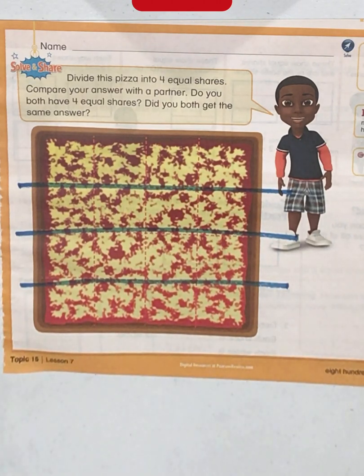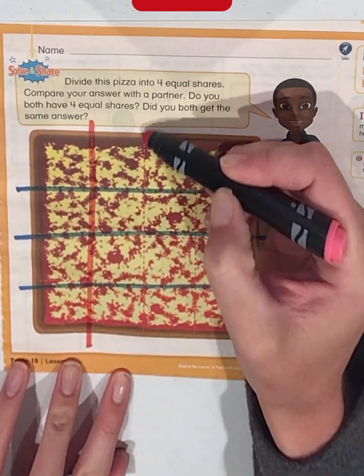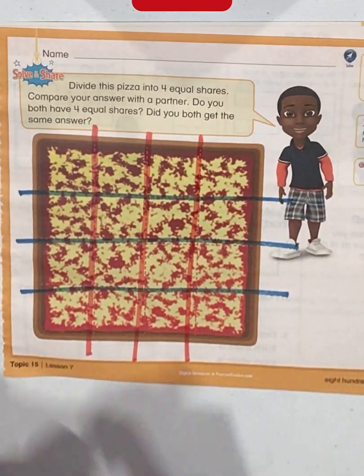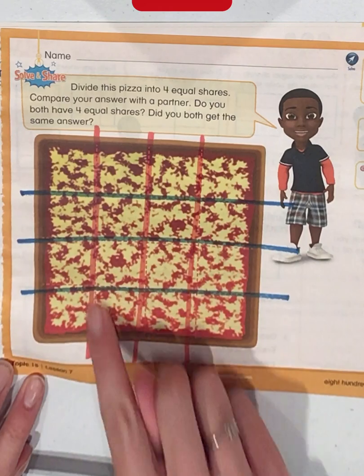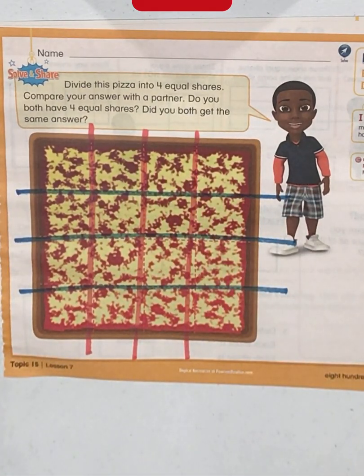Okay, we could also, I'm going to try to use a different color here and see if this will work. We could also split it using columns. So you can see my columns still have 4 pieces. Okay, but today we're going to make equal shares that don't necessarily have the same shape.